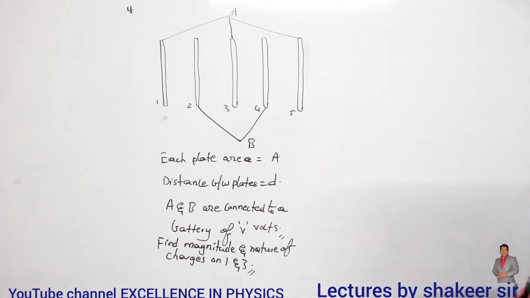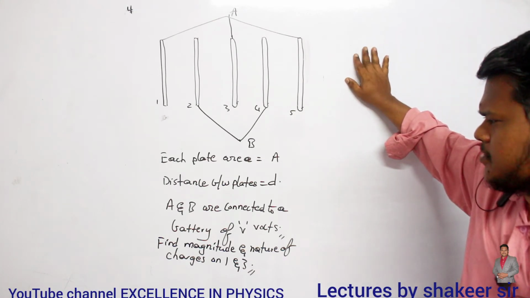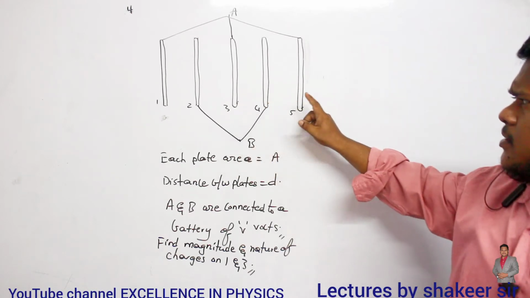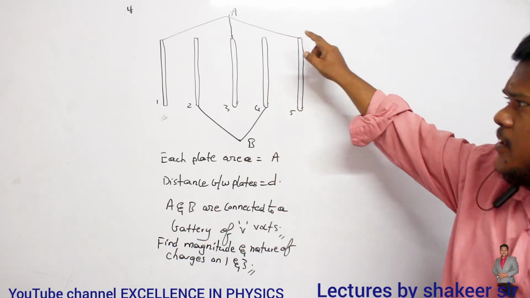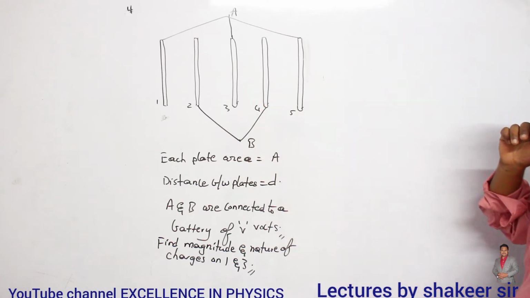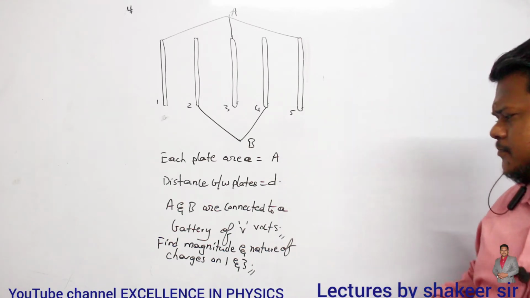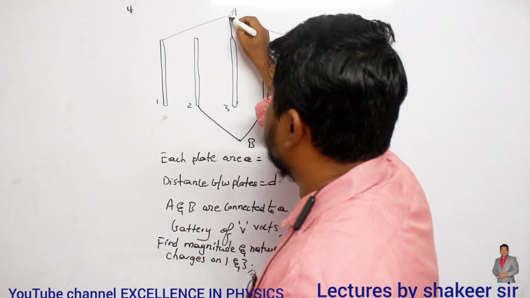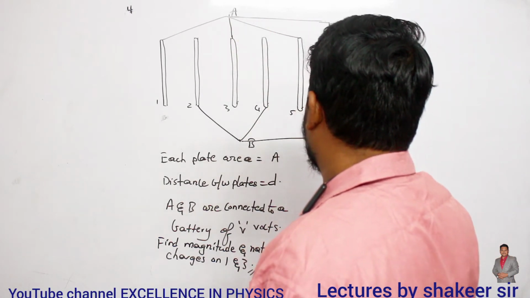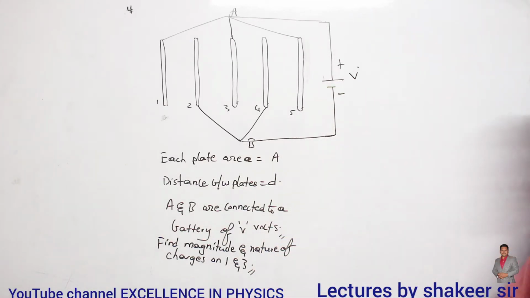Okay? So 5 plates are arranged, each plate having area A, and the distance between each plate is D. Plates 1, 3 and 5 are connected by a conducting wire to a common terminal, and plates 2 and 4 are connected to another point, point B. These two terminals are connected by a battery of V volts. What is the meaning of this? It means that we are connecting this terminal and this terminal to a battery of V volts. So this is positive and this one is negative. This is the given arrangement.